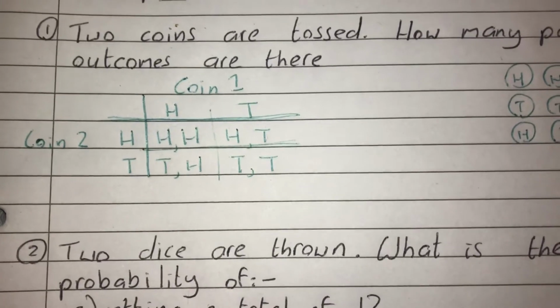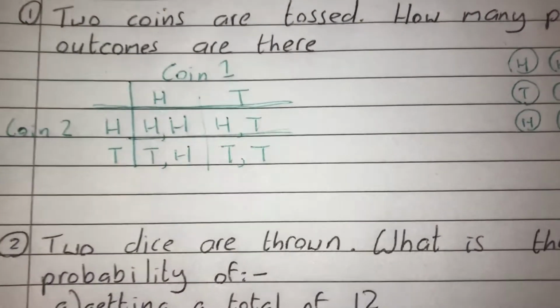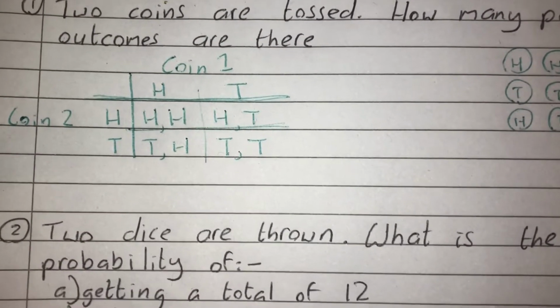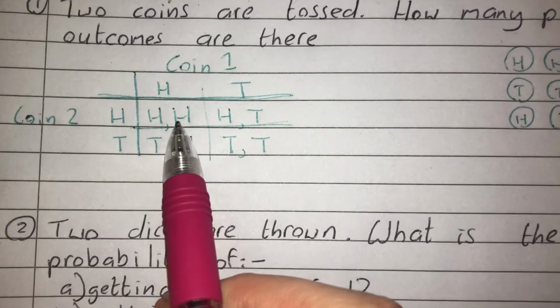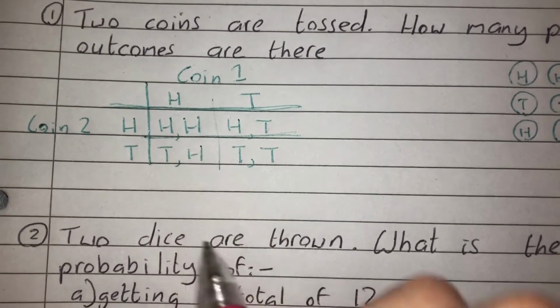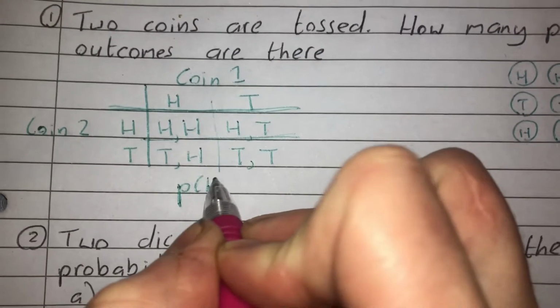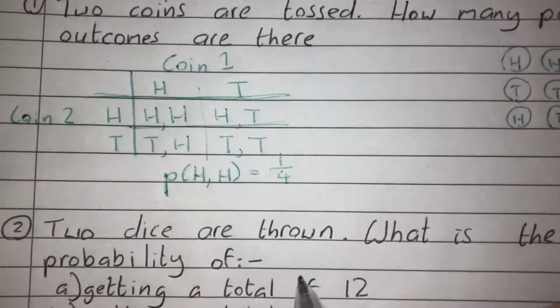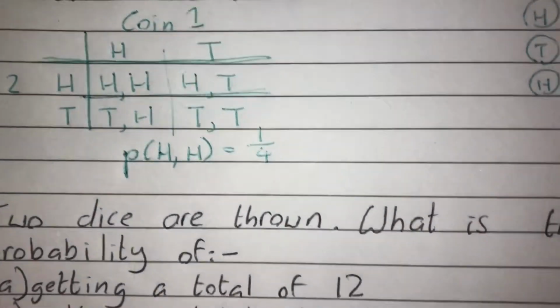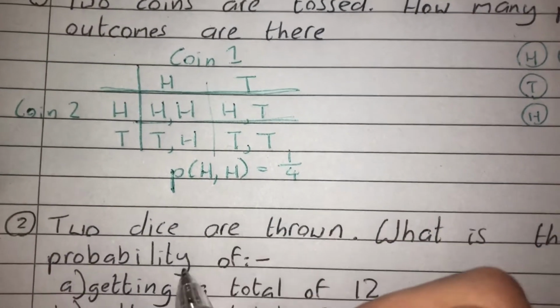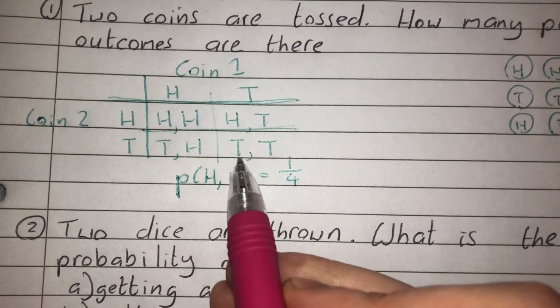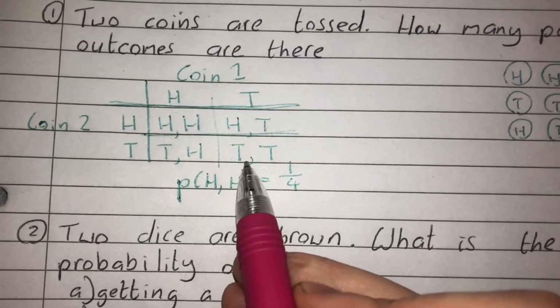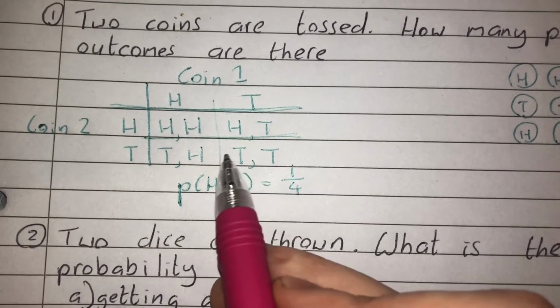So if I was to be asked a follow-up question on that, what is the likelihood of getting two heads? Well, it would be 1 out of 4. The probability of getting two heads is simply 1 out of 4, and that's that idea of very easily writing it as a fraction. Okay, if I was asked the probability of getting two tails, well, it would also be 1 out of 4, because there's only one outcome with two tails.